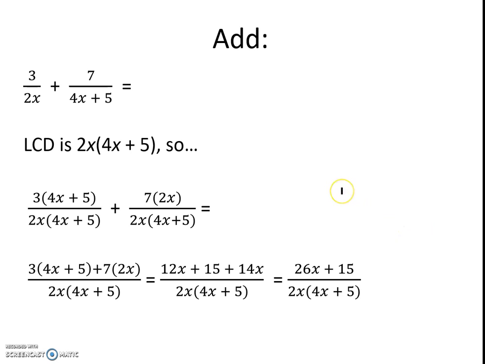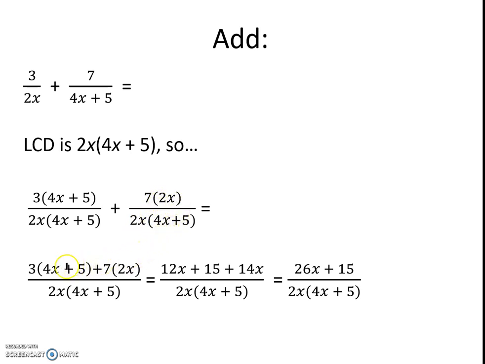Continuing to add, we have 3 divided by 2x plus 7 divided by 4x plus 5. The LCD is 2x times the quantity 4x plus 5. So putting 3 divided by 2x over 4x plus 5, we have 3 times the quantity 4x plus 5 in the numerator. Doing the same thing to the other term, we have 7 over 4x plus 5 originally, and we have to put 2x in the denominator, so we put 2x in the numerator.